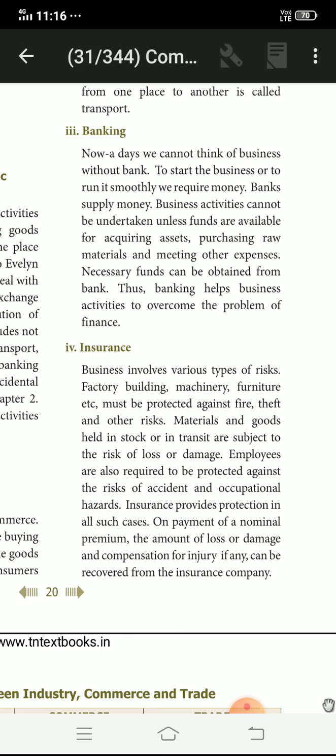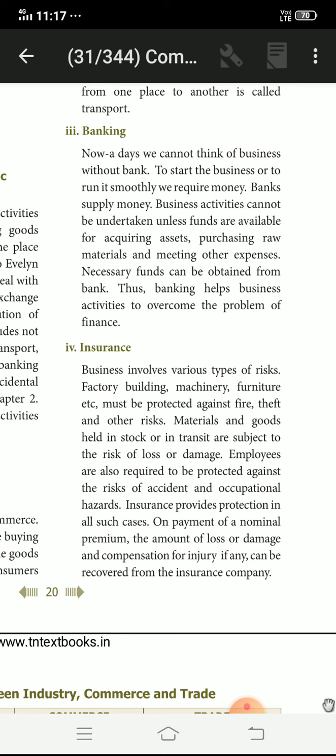Materials and goods held in stock or in transit, meaning when they are in movement, when they are transferred from the production point to the consumption point, have to be insured in order to meet the risk factors. Employees are also required to be protected against the risk of accident and occupational hazards. Hazards means dangers. Insurance provides protection in all such cases. On payment of a nominal premium, the amount of loss or damage and compensation for injury, if any, can be recovered from the insurance company.